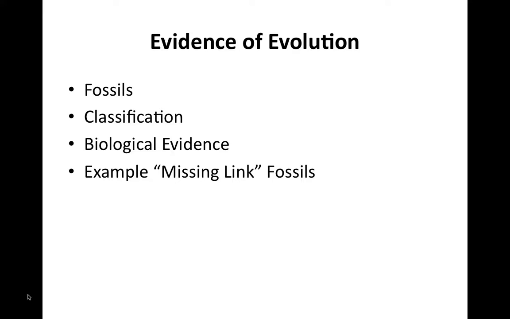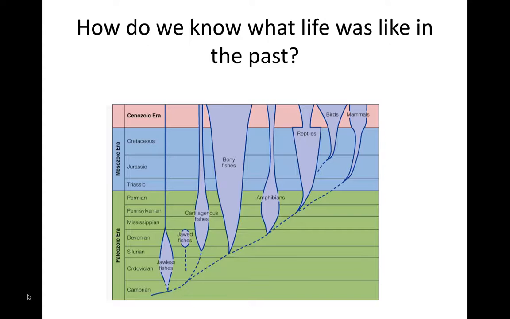Okay, so this lecture is on evidence of evolution. I believe we started this in one of the Earth through Time sections, but we didn't get too far, so we'll just start from the beginning. In this lecture, we're going to talk about fossils, classification of organisms, biological evidence, and examples of missing link fossils as evidence of evolution.